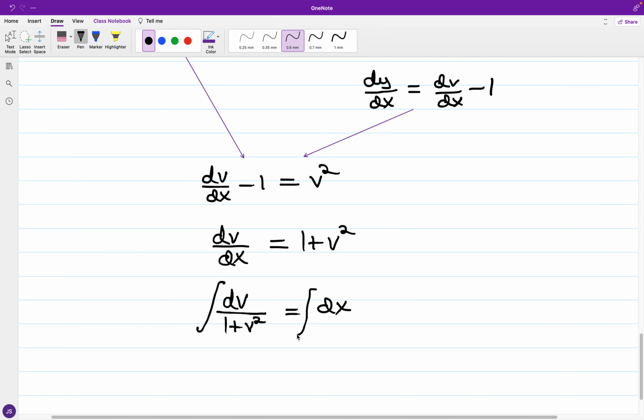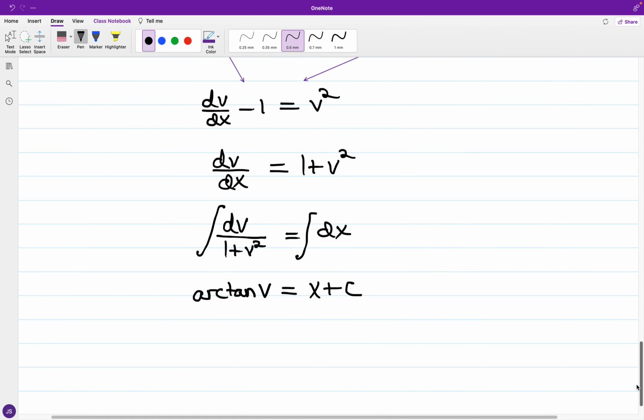and integrating over both sides. And now, for the reciprocal of the sum of squares of 1 and v, that's going to be an inverse tangent or arctangent. In this case, we have the arctangent of v is equal to x plus c, and putting it in terms of v, I'm going to be taking the tangent of both sides.